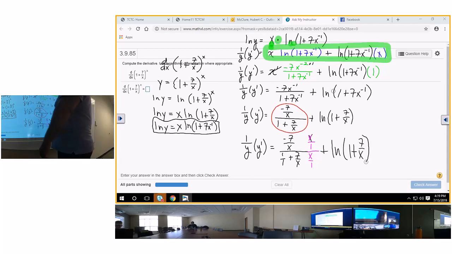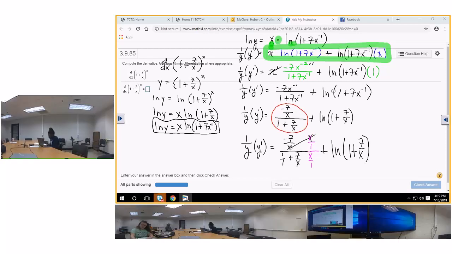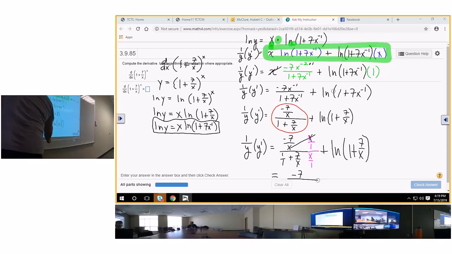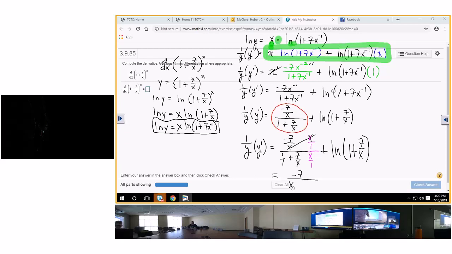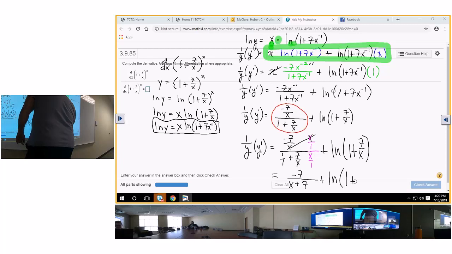So what's x over x? Negative 7. What's x over 1? What's x over x? Plus the natural log of 1 plus 7 over x.